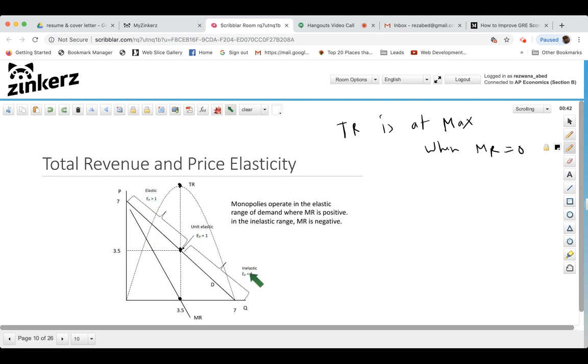They will never go and produce somewhere over here, because it means that their marginal revenue would become negative, and nobody wants to lose money by selling more. So that is all there is: the monopoly will operate in the elastic region of their demand curve, because this is where the marginal revenue is positive. Okay, any question?